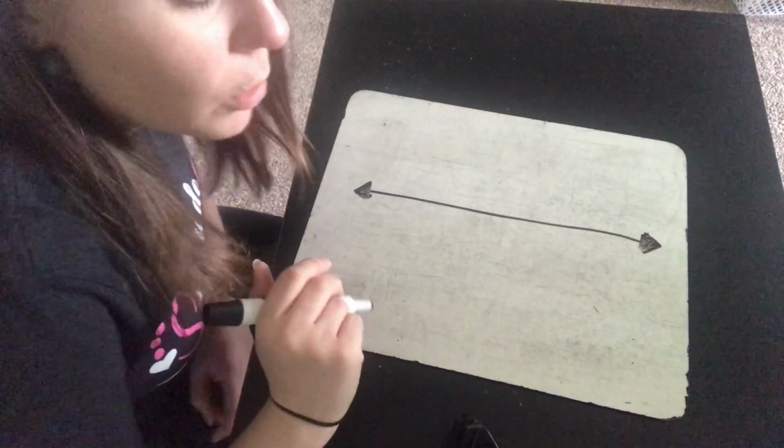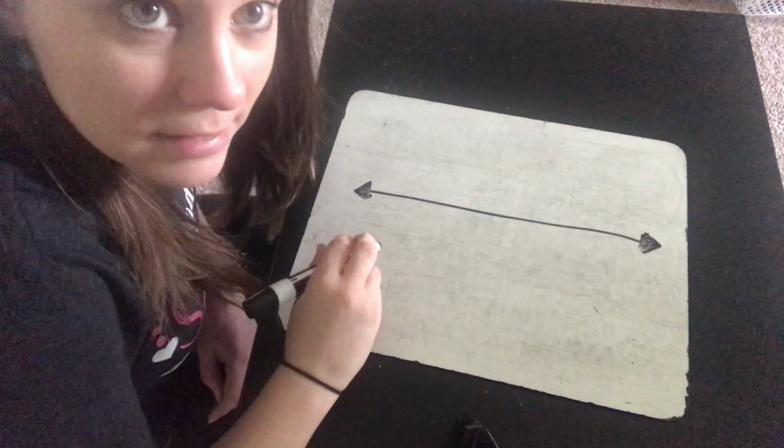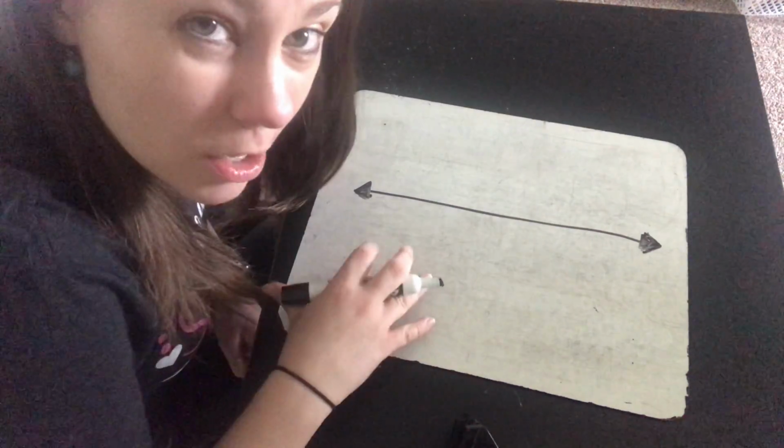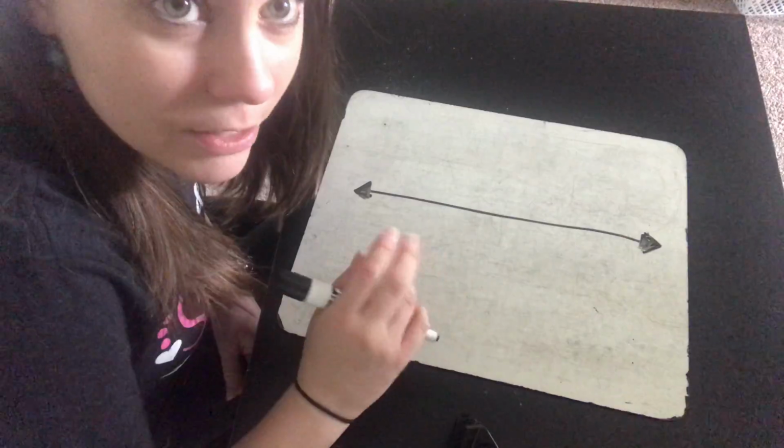Hey everybody! So we're going to work with open number lines today and figuring out where numbers go on the number line based off of their place value, their tens and their ones.